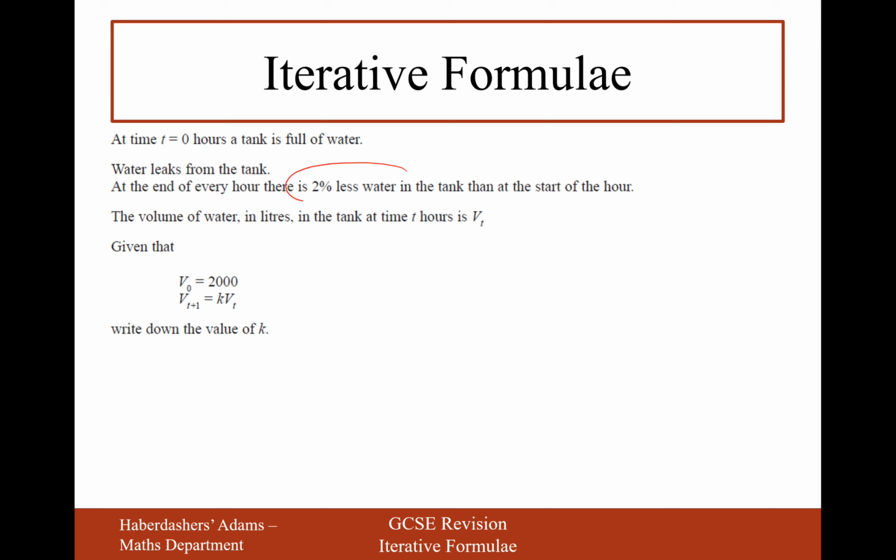So because there's 2% less water in the tank than there was originally at the start of the hour, it's decreasing by 2%. And what would the decimal multiplier be for a decrease of 2%? It would be 0.98, because you start with your 1, the whole amount of water in the tank, and then you take away 2% to decrease it by 2%. That would be taking away 0.02, so you've got 0.98 as your decimal multiplier.